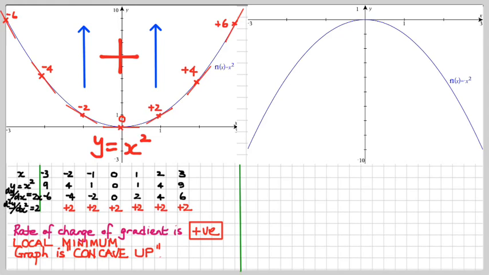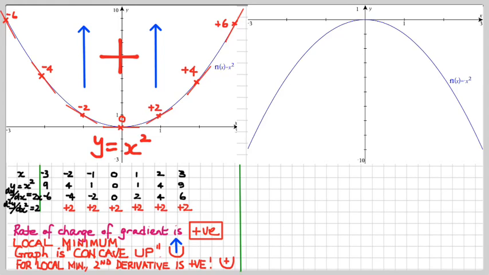Now, imagine yourself in a cave, right? And you're looking out of the cave. You're looking up. See, concave: to look out of the cave, you look up. So it's concave up. So therefore, for a local minimum, I'm generalizing here to tell you guys, the second derivative, in this case, and indeed in every case, is positive.